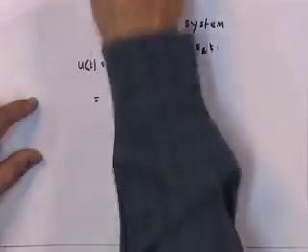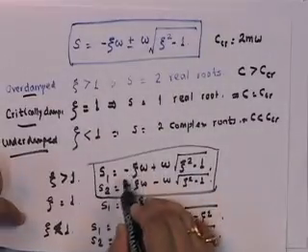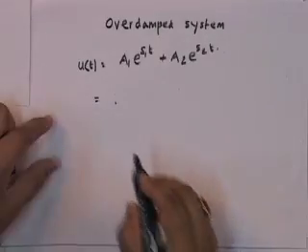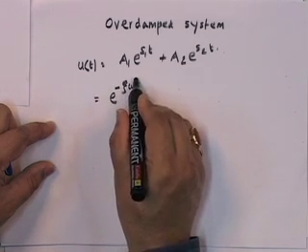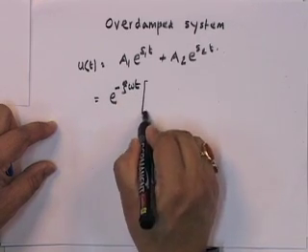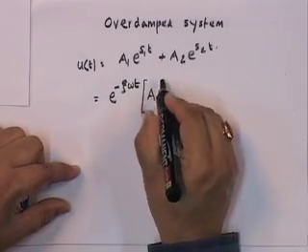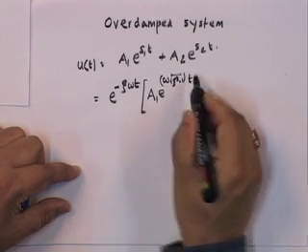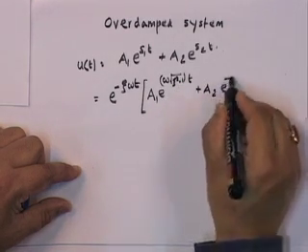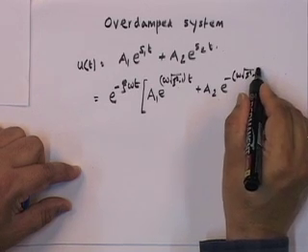And so, I will substitute these two values, okay, and note that s1, this is exponent and you have minus and plus, what that becomes is that we can rewrite this equation in this form: e to the power of minus xi omega t into a1 e to the power of omega square root of xi squared minus 1 t plus a2 e to the power of minus omega into square root of xi squared minus 1 t.